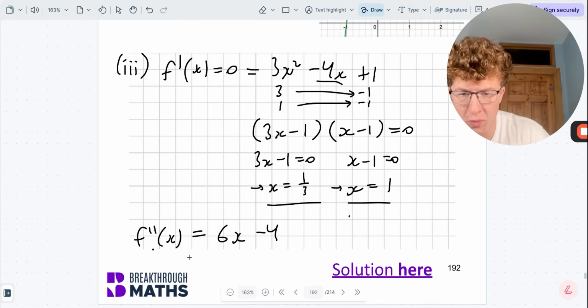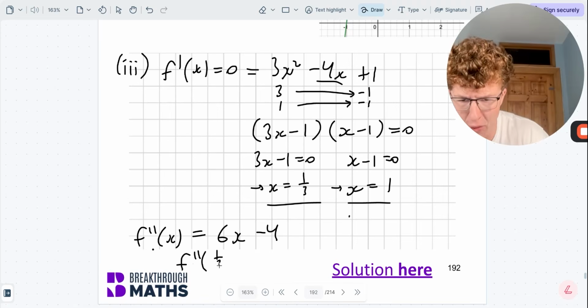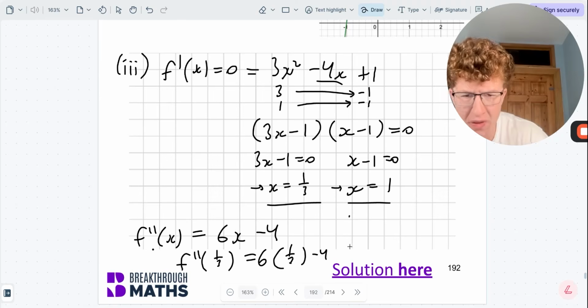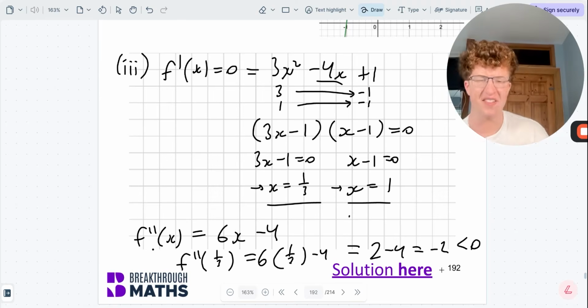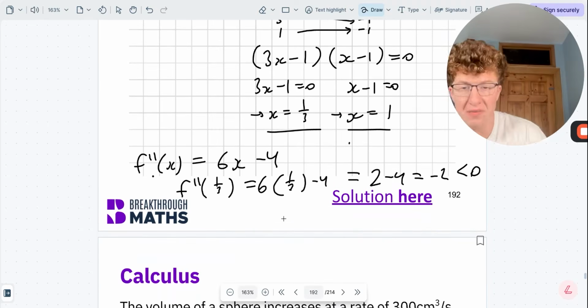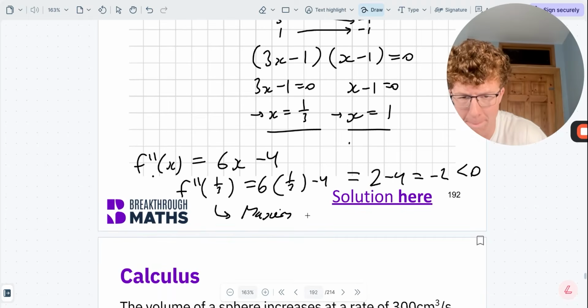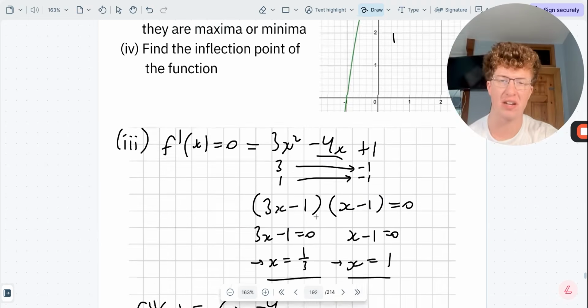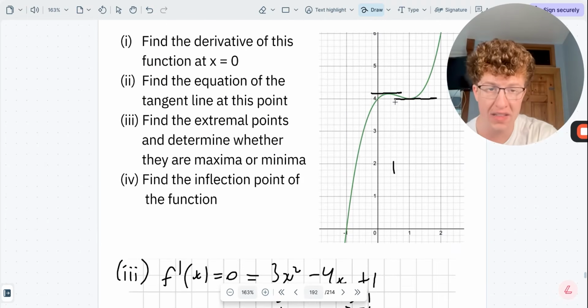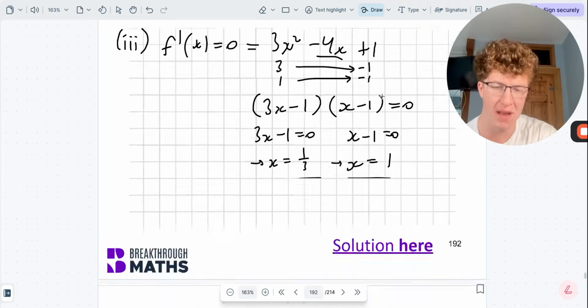If I plug in 1 over 3, f prime prime of 1 over 3, that's going to be 6 times 1 over 3 minus 4. 6 times 1 over 3 is going to be 2 minus 4, which is minus 2, which is less than 0. That means, because it's less than 0, this guy here is going to be a maximum. Which, again, when we looked at our graph, x equals 1 over 3 corresponds to this point here, which is the maximum.